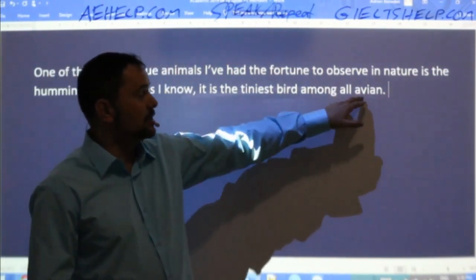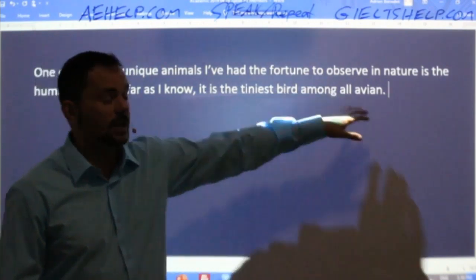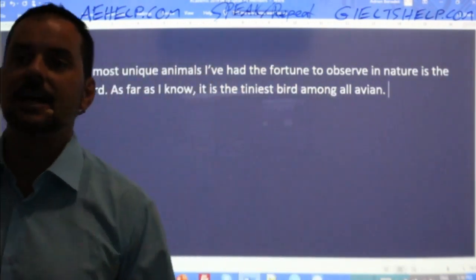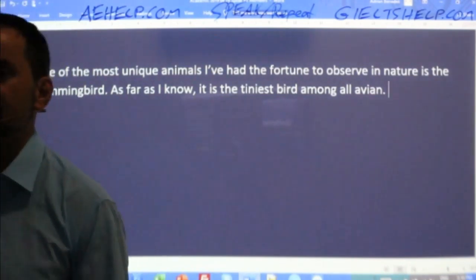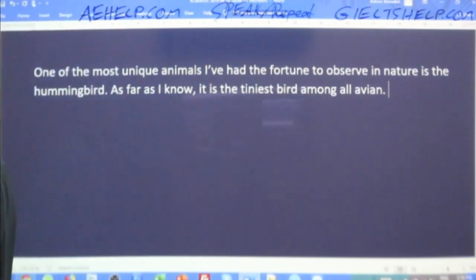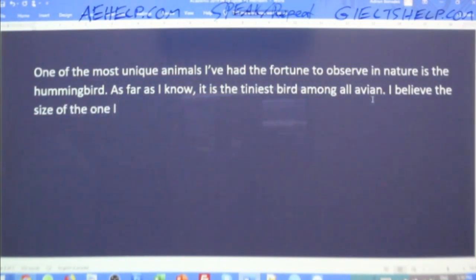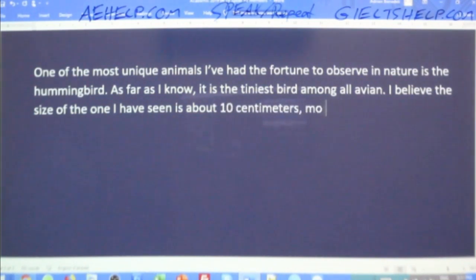So as far as I know, it is the tiniest bird among all avian. Avian is a very interesting way to paraphrase bird. Okay, another way we call birds, it's quite unique. It's an academic word, avian. Avian means they fly. Okay, I believe the size of the one I saw, or I have seen, is about 10 centimeters. And most of its length is the long beak.